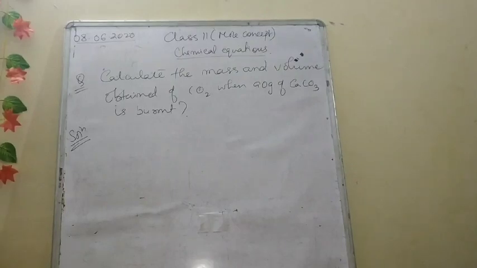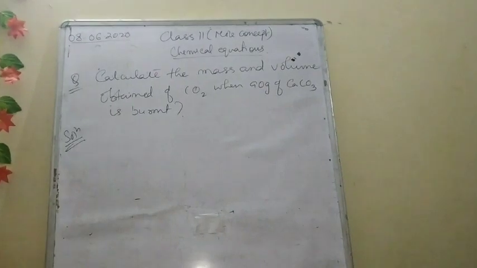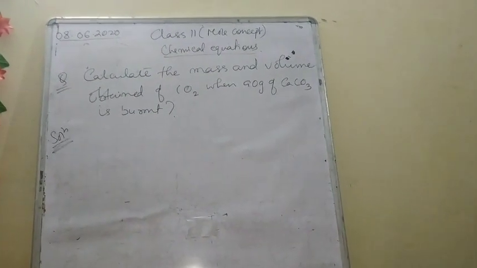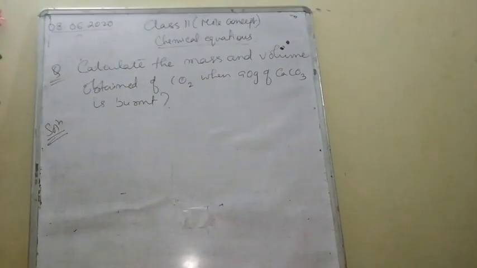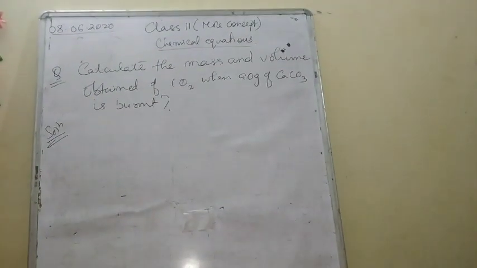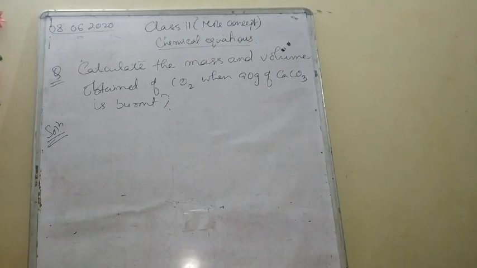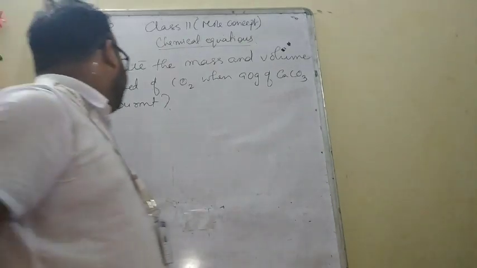Okay, so students, I am back to the mole concept. The question on the board: calculate the mass and volume obtained of carbon dioxide when 90 gram of calcium carbonate is burnt.